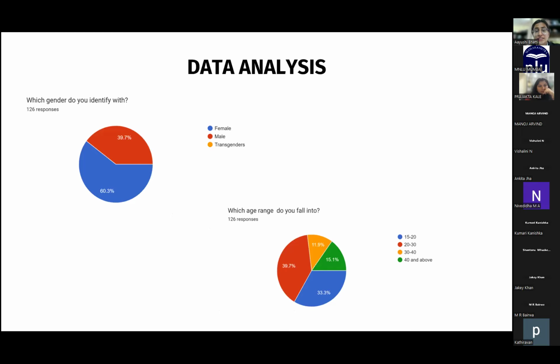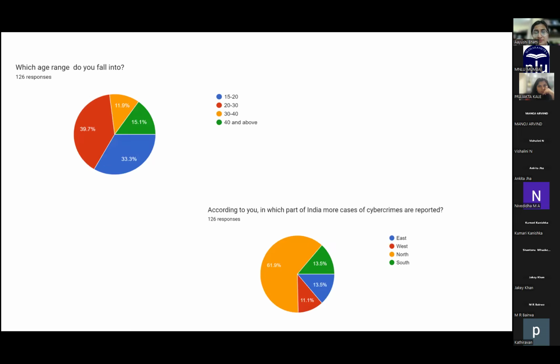The researcher has tried to collect the data through random stratified sampling. Here, the data was collected from random sources. Mainly, the respondents or participants were female, and the main age range they fall into is between 20 to 30. They believe that the majority of cyber crimes are reported in the northern part of India.